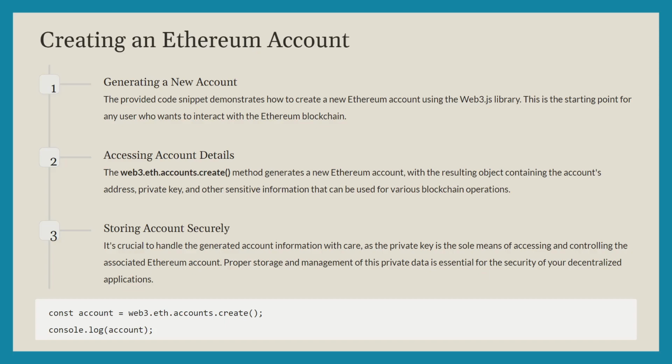Next is accessing the account details. So we use the web3.eth.accounts.create method. This generates a new Ethereum account, with the resulting object containing the account's address, private key, and other sensitive information that can be used for various blockchain operations.